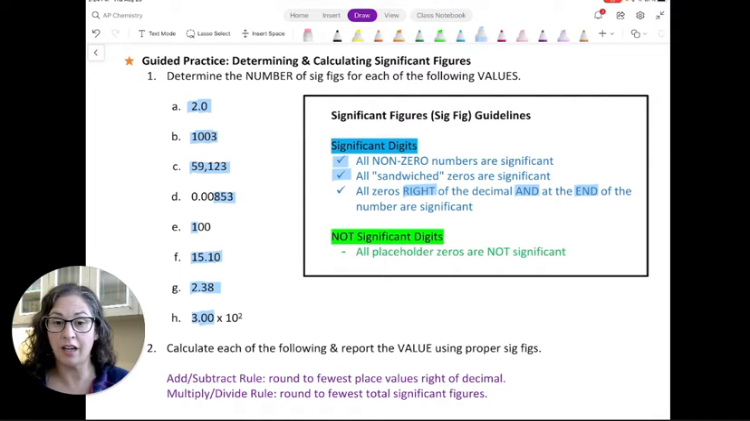Times 10 to the second, that is actually placeholder values. We don't need to worry about that, but anything that's going to be in scientific notation, that times 10, we don't worry about those values.